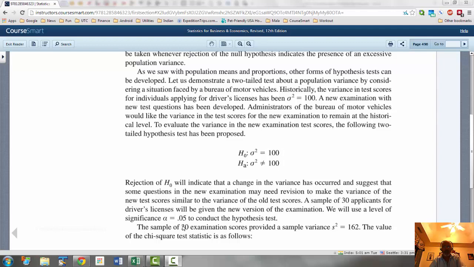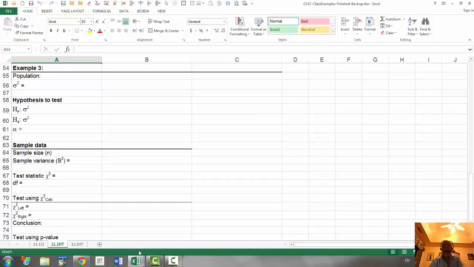So they took a random sample of 30 examination scores with the new test, and the sample variance turned out to be 162. Okay, it's variance. Now we want to test whether this hypothesis is true or not with an alpha of 0.05. So let's first define the parameters and the population, and then we'll do the test. So the population and the population variance, what kind of hypothesis we are going to test, and what the alpha value is.